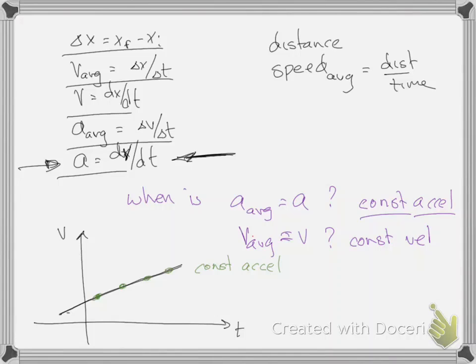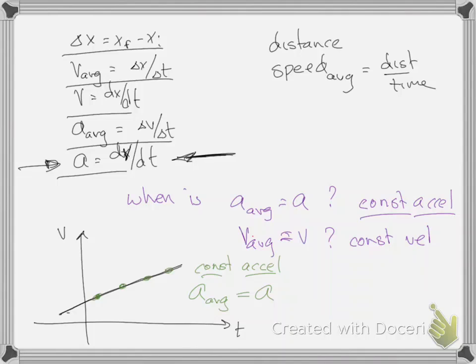But that also means that the average acceleration between any two of these green points, the slope between those two points, is the same as the slope of the line at any point. So just by looking at the graph, you can see that the average acceleration between any two points that you put on the graph equals the instantaneous acceleration, the slope at any point on the graph. So for constant acceleration, that is true.